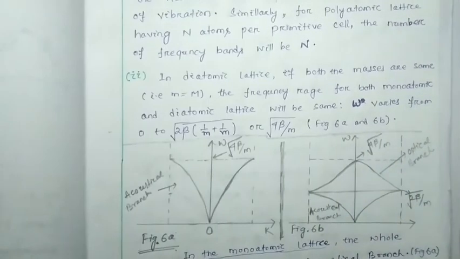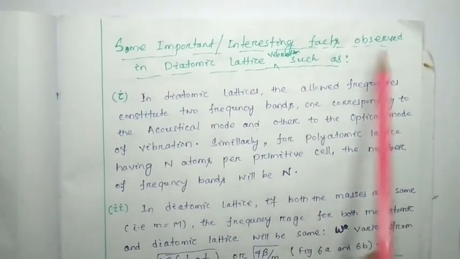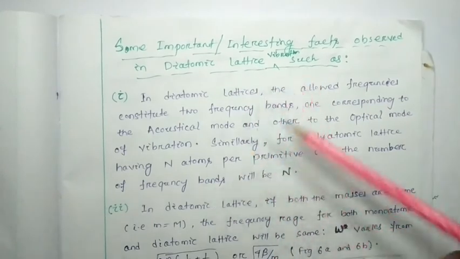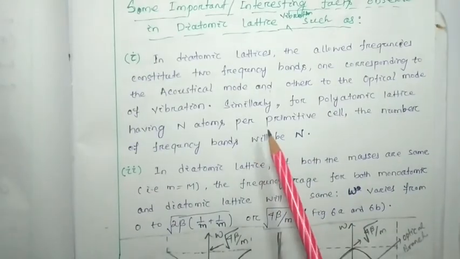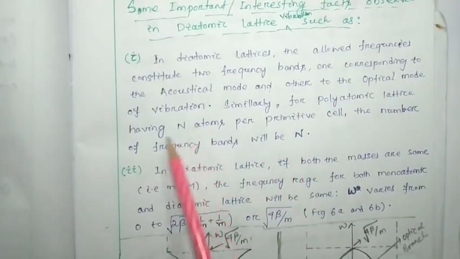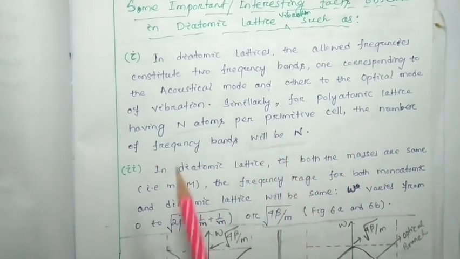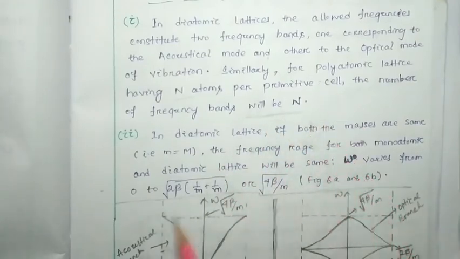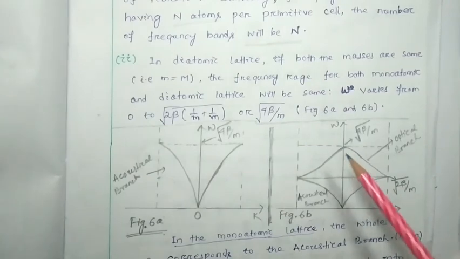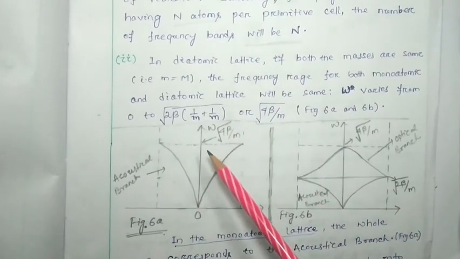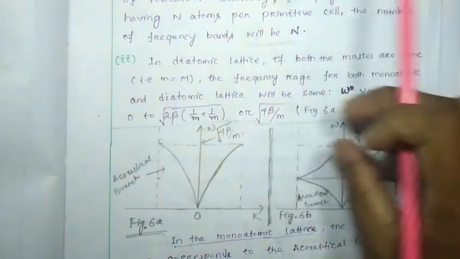Okay, then in the next class we are going to discuss some interesting and important facts observed in diatomic lattice vibration. Some important results we are going to discuss: if rather than two atoms, n atoms are considered, then the number of frequency bands will be n. Here the number of frequency bands is two, the acoustical branch and the optical branch. So if n number of atoms are considered, we are going to get n number of bands separated by the forbidden band.